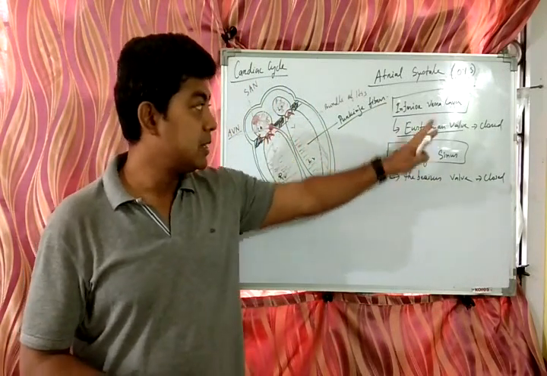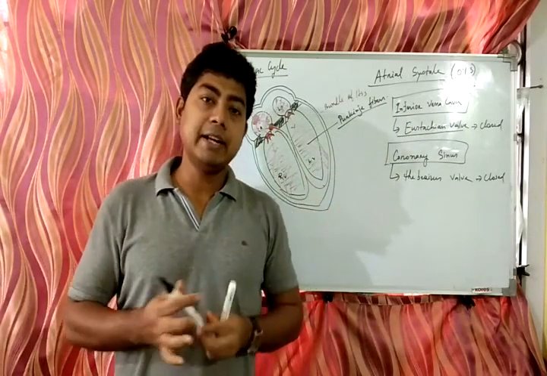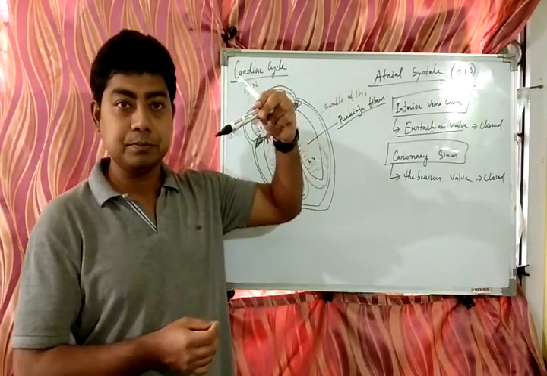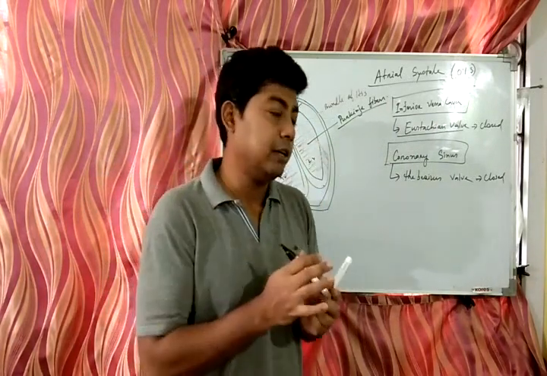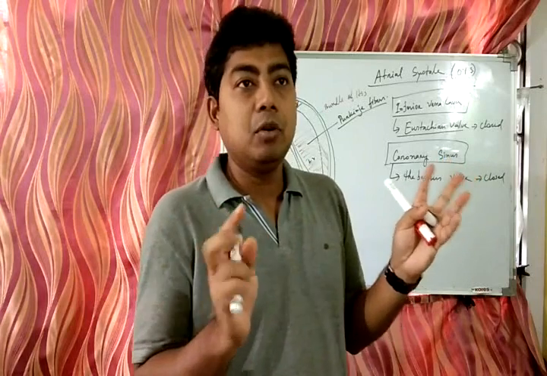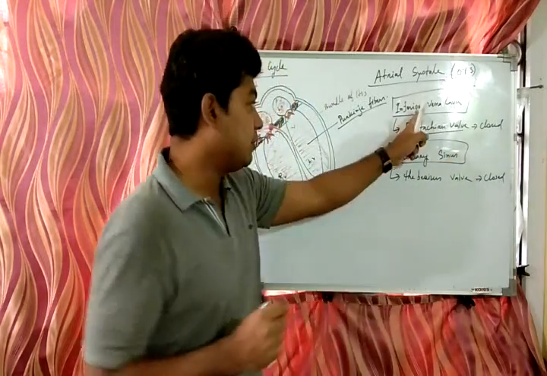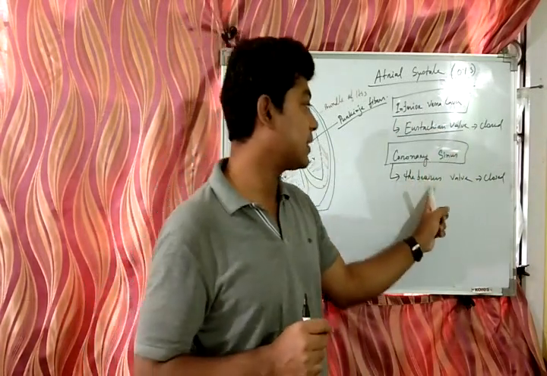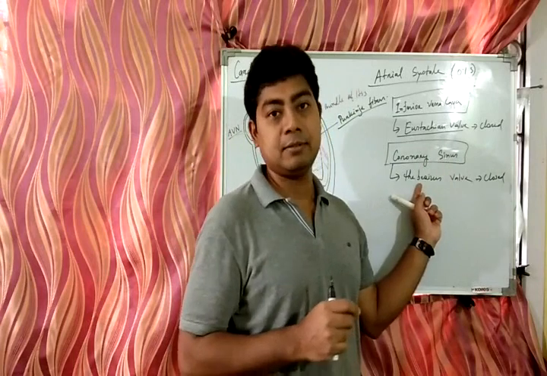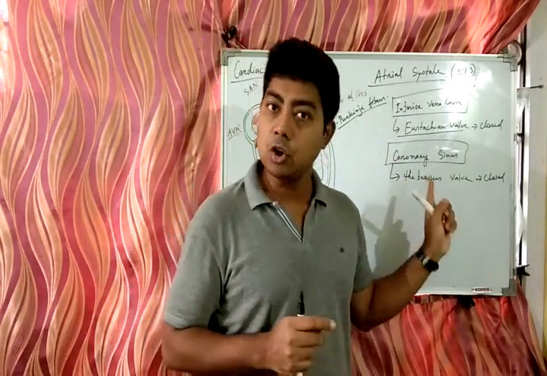And just remember that superior vena cava doesn't require any valve because it is in a slanting position like that. So generally no backflow occurs in the superior vena cava. But this inferior vena cava contains this Eustachian valve and this coronary sinus contains this Thebesian valve, and during atrial systole these valves are closed.